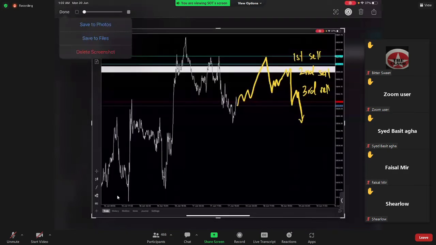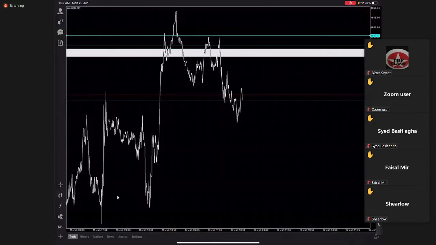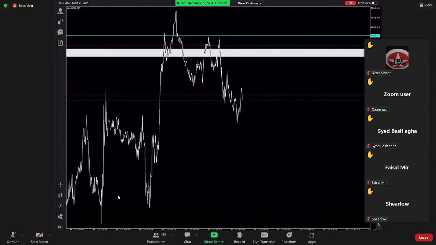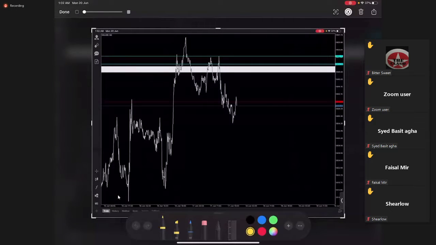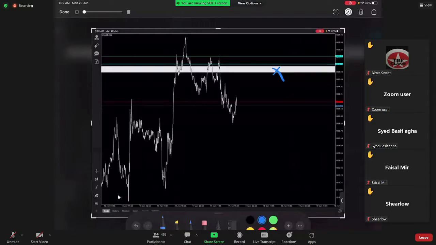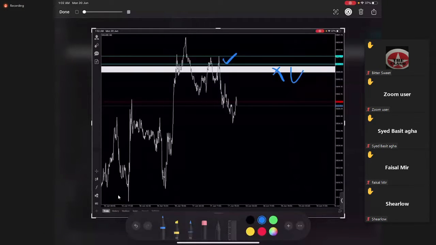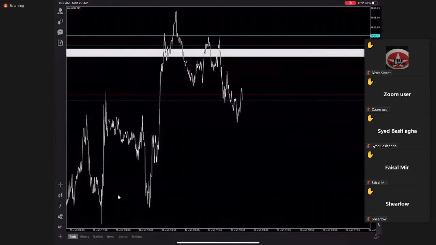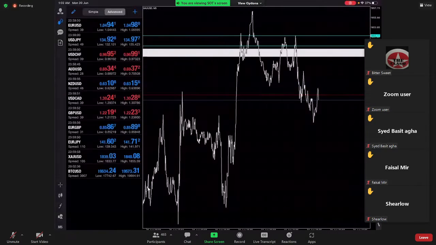Save screenshot. So please do not entry in white zone. Don't entry here. Entry here. If breakout this zone, we can entry here. If solid breakout, can entry. Okay, this is just for gold. Okay, enough for gold.